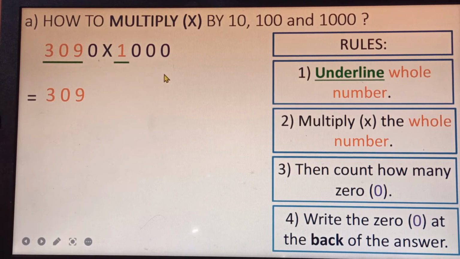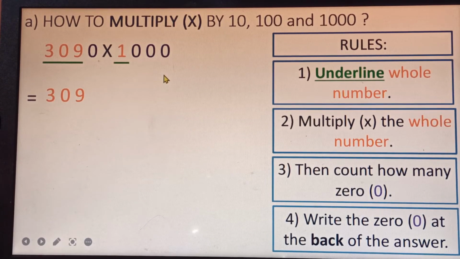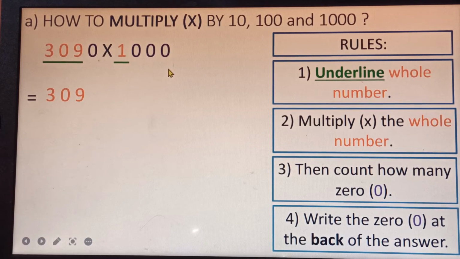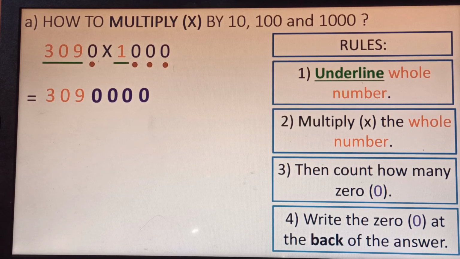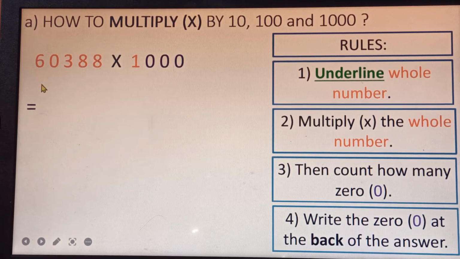And how about the zeros? How many zeros should we write? How many zeros should we count? Let's see. 1, 2, 3. Any more? Yes, this one, right? Di belakang 9 ni kan? So, that is count as 0. So, how many zeros should we write at the back of the answer? 4 0. 2, 3, 4. So, you got 3,090,000 is the answer.